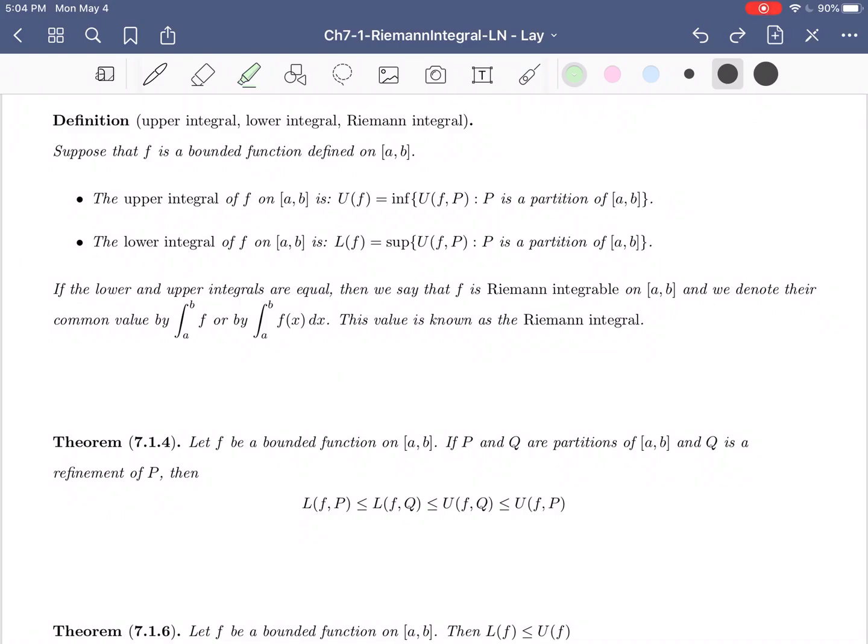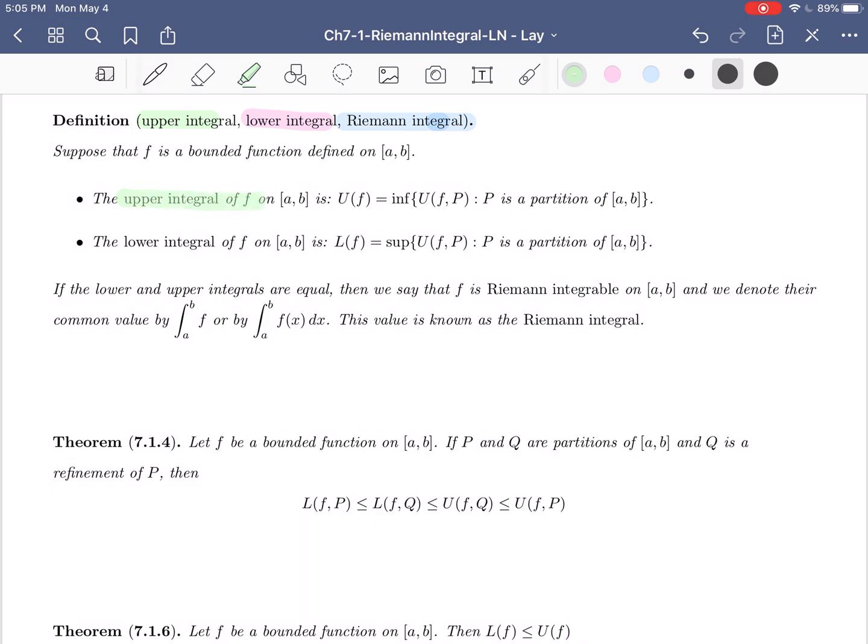In this video, we're going to take a look at our upper integral, our lower integral, and then finally we're going to get to the Riemann integral. And so here we suppose that f is a function that's bounded. It's defined on a closed interval a to b.